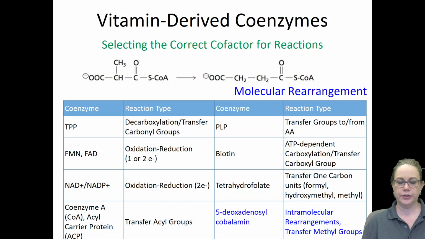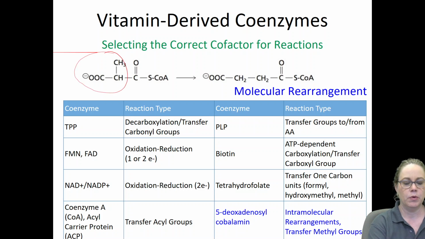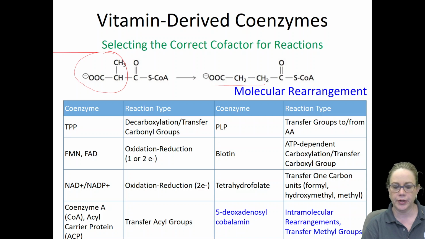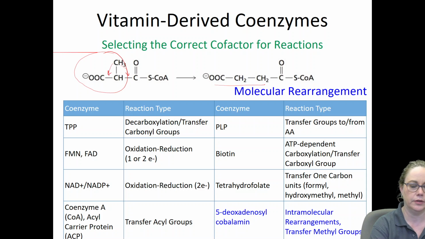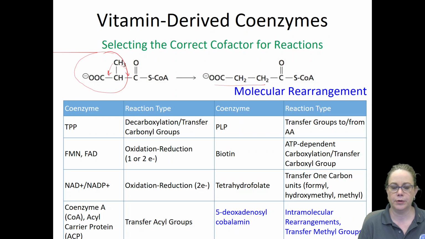Here we have an interesting reaction. Notice we have the same number of atoms on both sides. But what we've done is basically rearranged from this branched chain substrate to a nice linear product, essentially inserting the CH2 between one of the carbon-carbon single bonds. So this is a molecular rearrangement reaction, and our coenzyme that can catalyze that is the 5'-deoxyadenosylcobalamin.